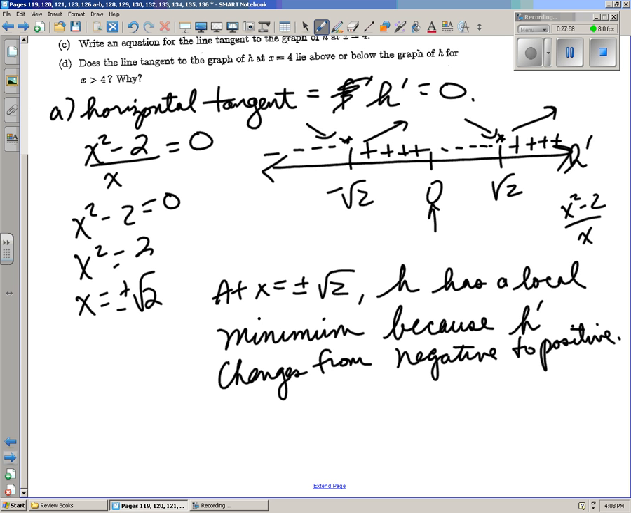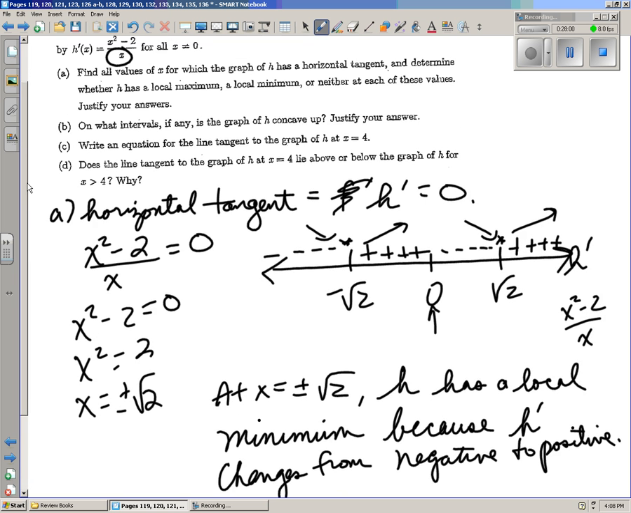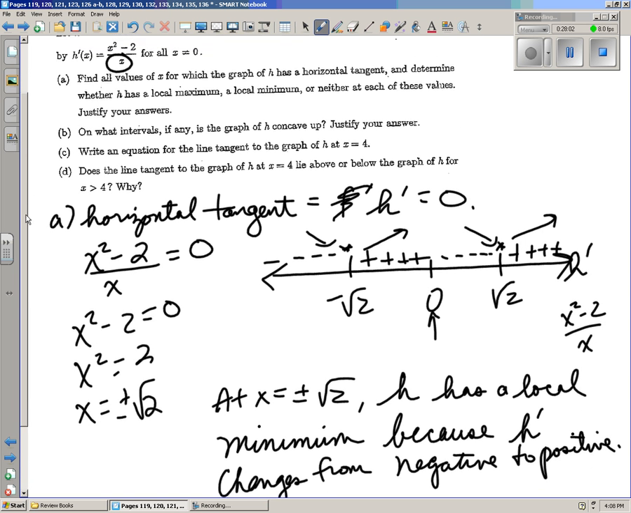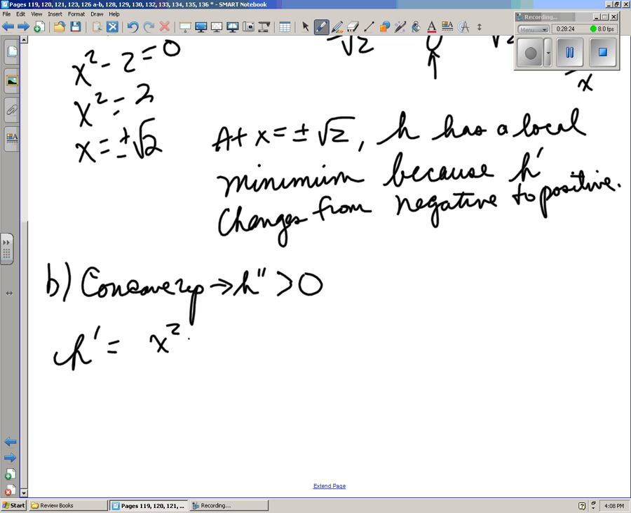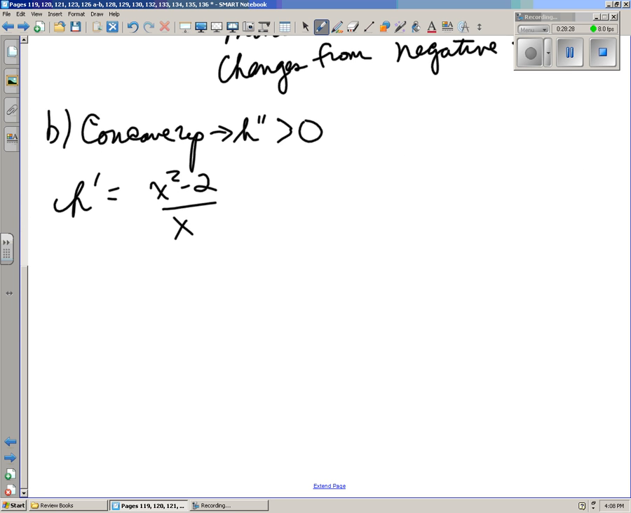Part B says, on what intervals is the graph concave up? So for concave up, we're looking for f double prime to be greater than 0. That would require us to find f double prime. Of course, I keep saying f and it's really h, and I know that's not a big deal, but it kind of is. So here's h prime. It was (x squared minus 2) over x. To find h double prime, we will use the quotient rule, take the second derivative.